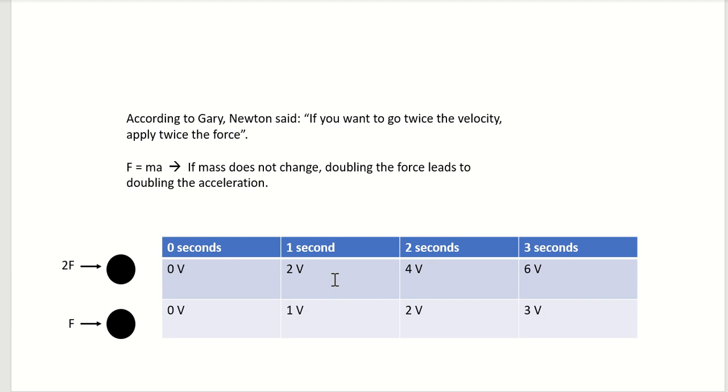Of course, assuming that the duration of the force is the same, because you could also apply the equal force for just a longer period of time to gain more velocity. But if the duration is the same, then you need to apply twice the force to gain twice the velocity. And this F equals ma is just another way of saying that, whether or not Newton ever used the word acceleration.